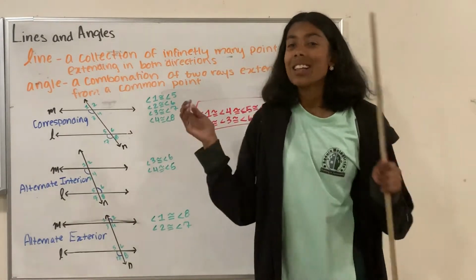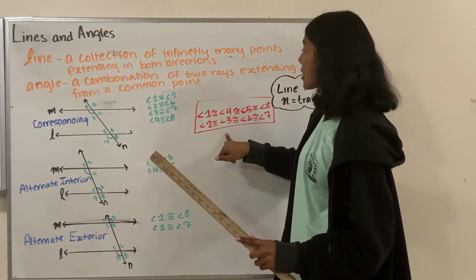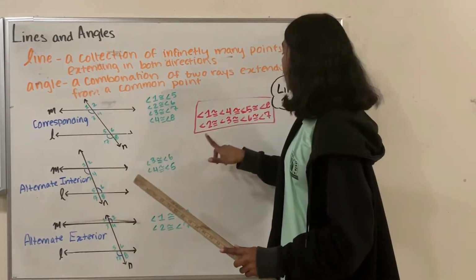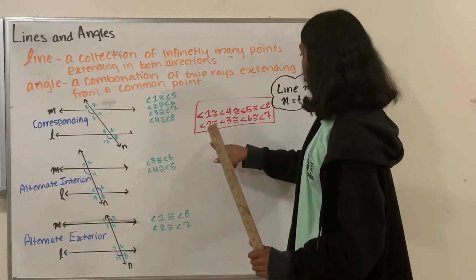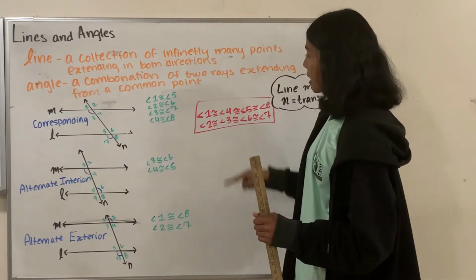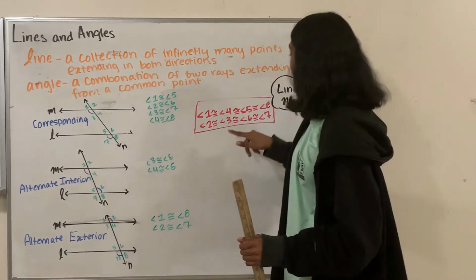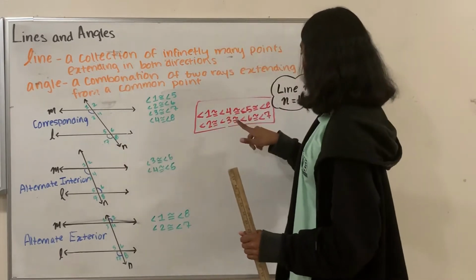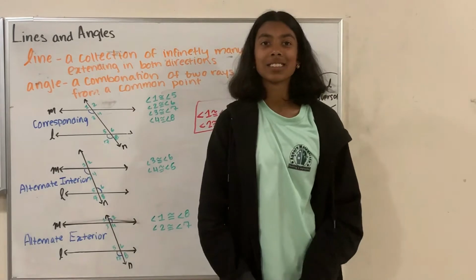vertical angles. And let's do the same thing for 2, 3, 6, and 7. Angle 2 is congruent to angle 3 through vertical angles. Angle 2 is congruent to angle 6 from corresponding. Angle 2 is congruent to angle 7 from alternate exterior. Angle 3 is congruent to angle 6 because of alternate interior. Angle 3 is congruent to angle 7 from corresponding. And angle 6 is congruent to angle 7 from vertical angles.